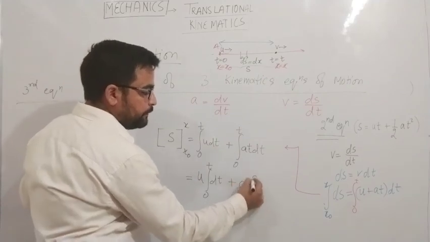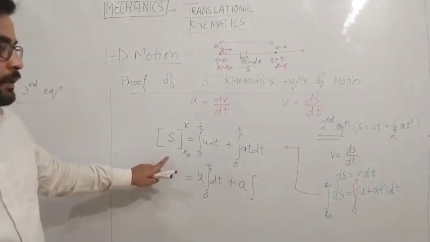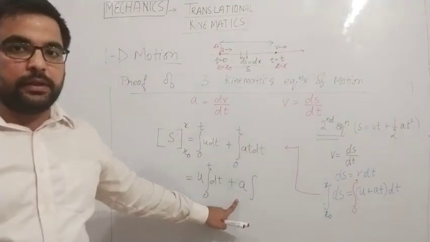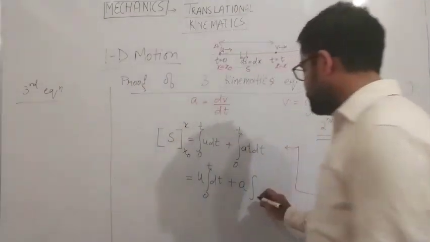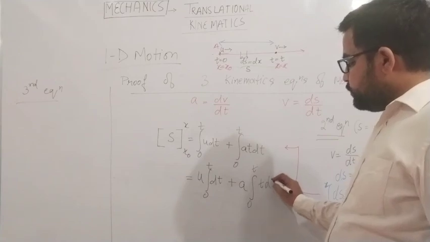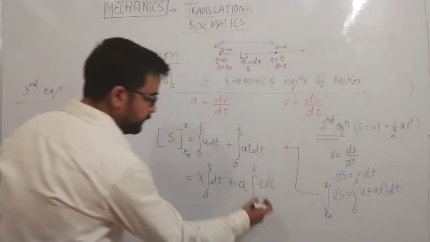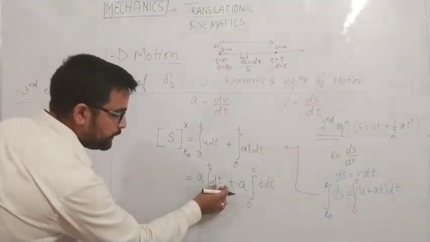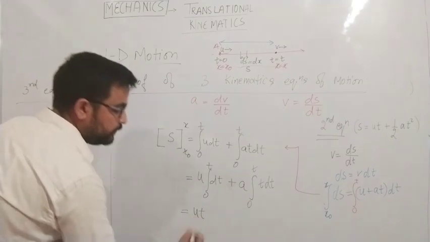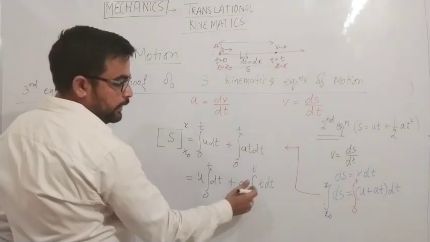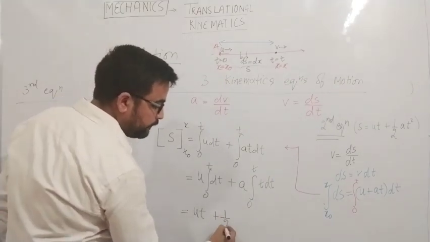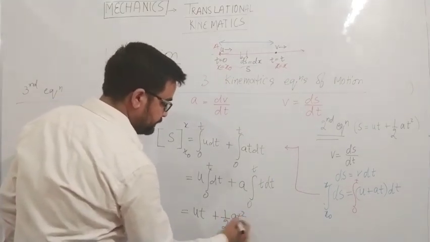So again you will see that in the proof of the second equation, we are assuming that acceleration is constant. In the proof of the first equation we have seen acceleration is constant. Here again we are assuming that it is constant. So now it will become t square by 2. This integration will be t, right? So upper limit minus lower limit, that will be ut plus a into t square by 2, that is, half a t square.